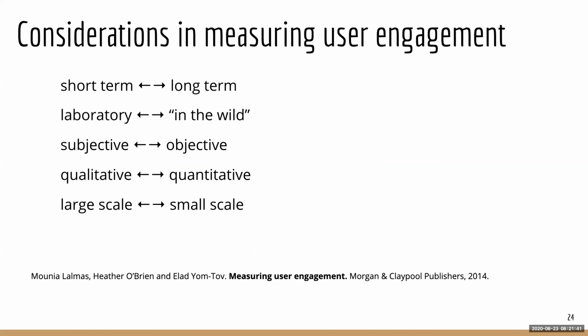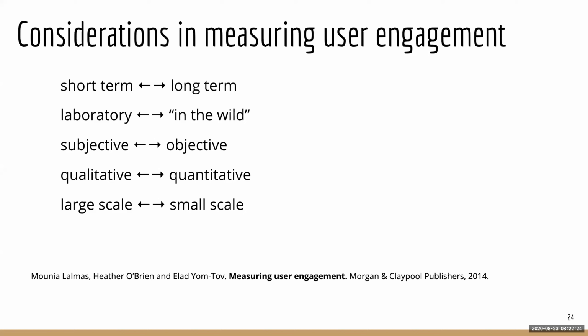Now we're going to look briefly at some considerations in measuring user engagement. It can be short-term, such as an A/B test where after 3 days you stop, or long-term, such as longitudinal studies. It can be in a laboratory, where you get some users to come, or in the wild, for example when you deploy something and test it with maybe 1 million users. It can be subjective, where you ask users with questionnaires, or objective, where you measure things about them, for example how often they spend on the site.